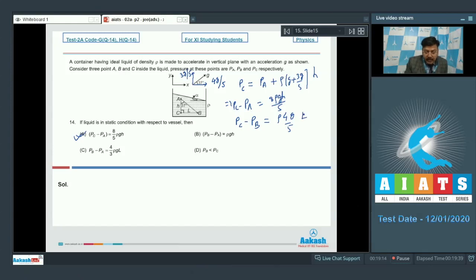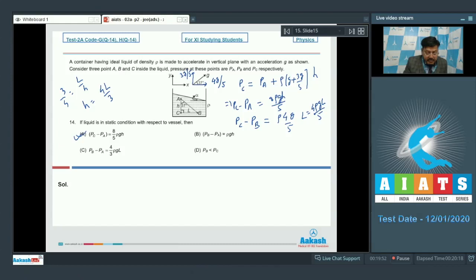Now in this triangle there is a relation between H and L. We can see that tan 37 degrees is L by H, and tan 37 degrees happens to be equal to 3 by 4. So L by H is 3 by 4, and H can be replaced by 4L by 3. Further, PC minus PB is 4 rho gL divided by 5. That's the value of PC minus PB.